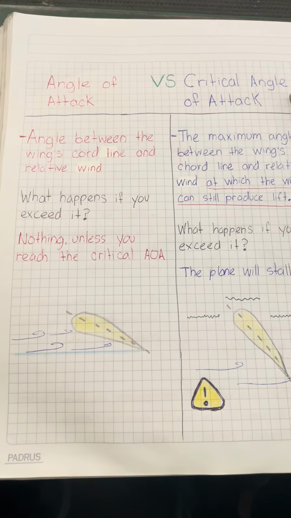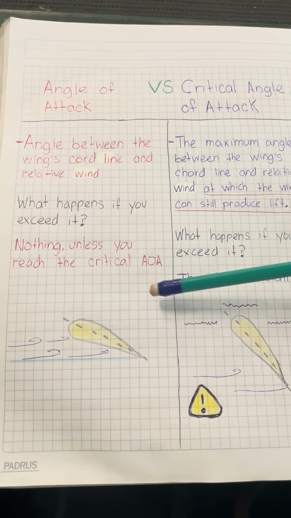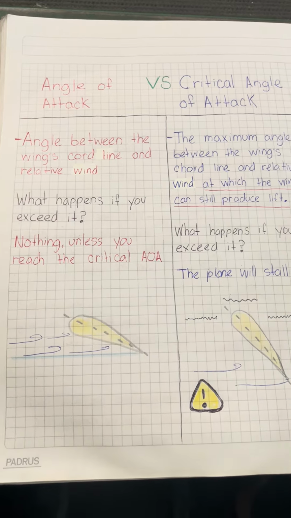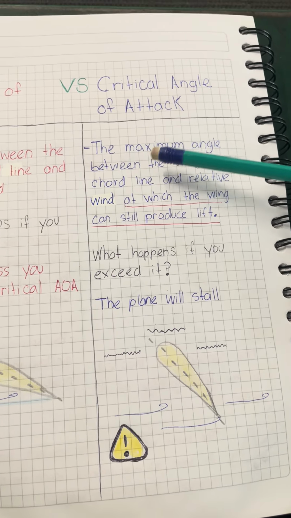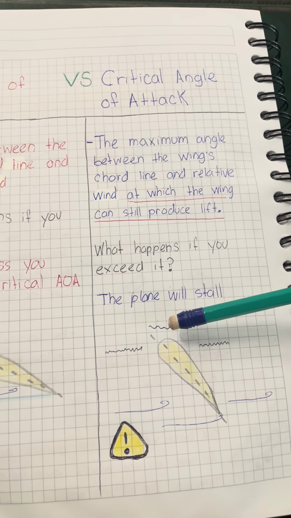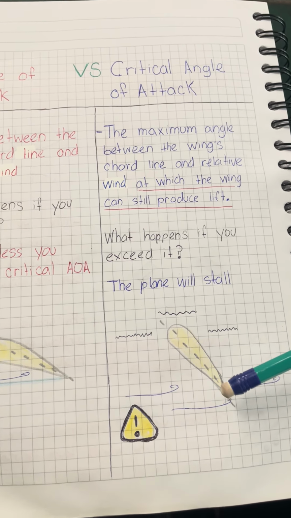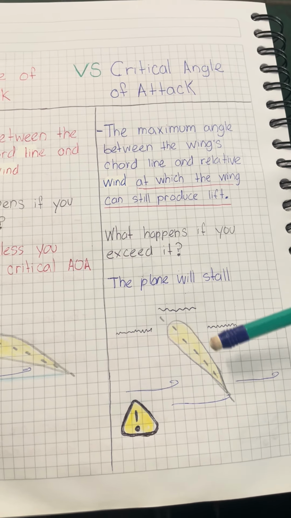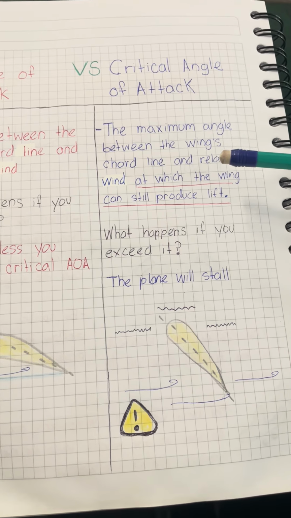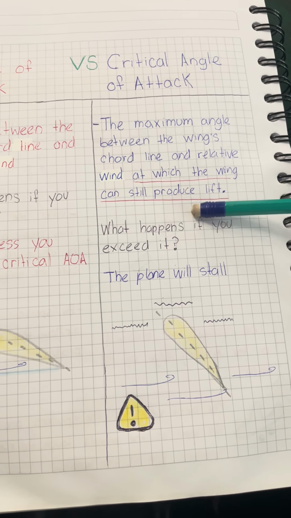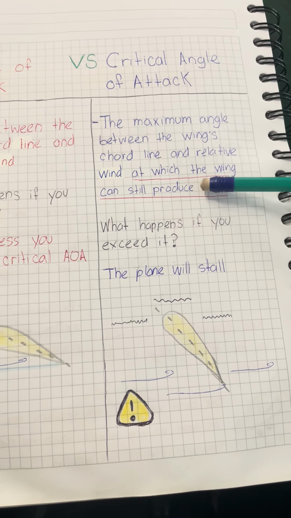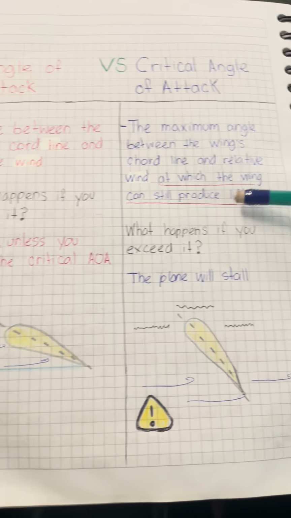So remember, the angle of attack is the angle between the chord line and the relative wind. And the critical angle of attack is also the angle between the relative wind and the chord line, but it's the maximum angle between the wing's chord line and relative wind at which the wing can still produce lift.